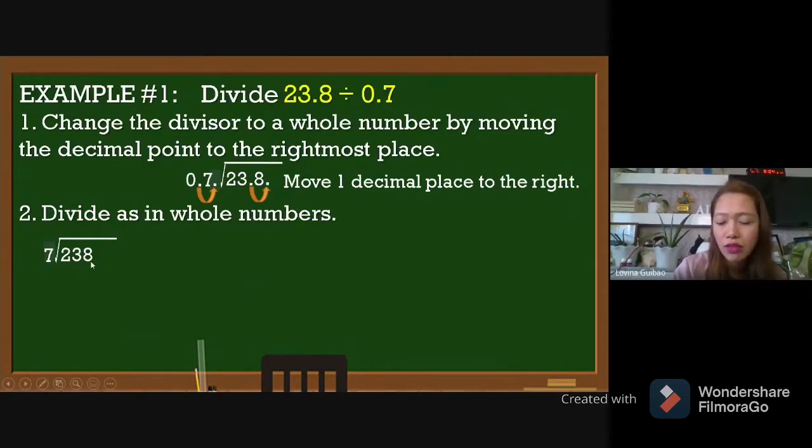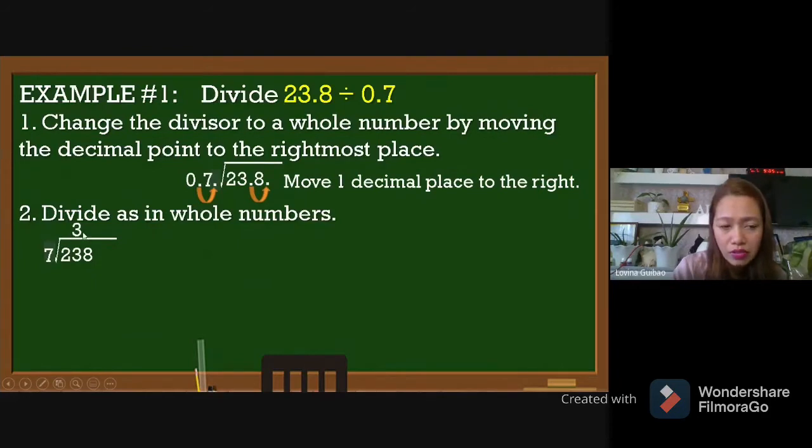Okay, let's solve this as if we're solving and dividing whole numbers. So our new set is 238 divided by 7. So divide as whole number. 23 divided by 7 equals 21.